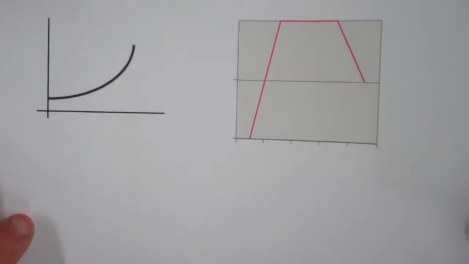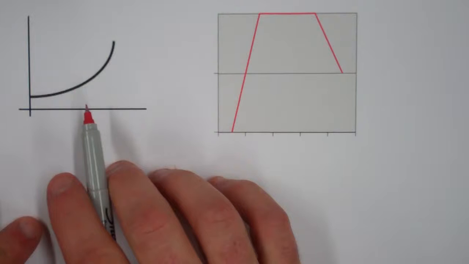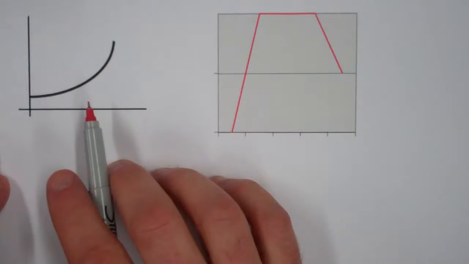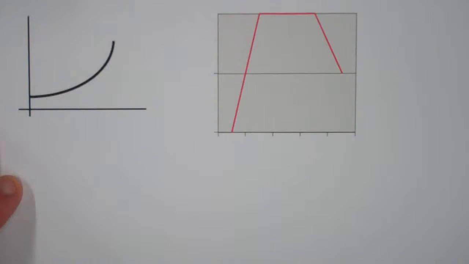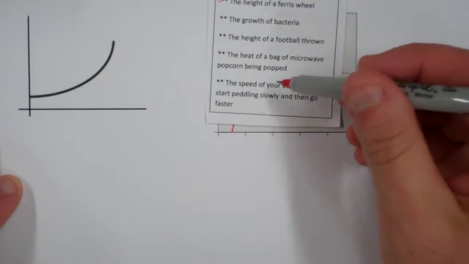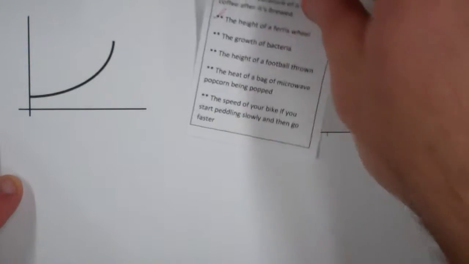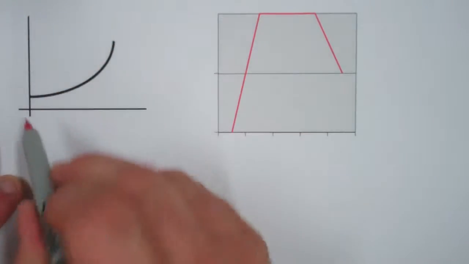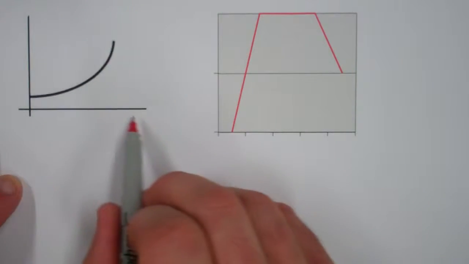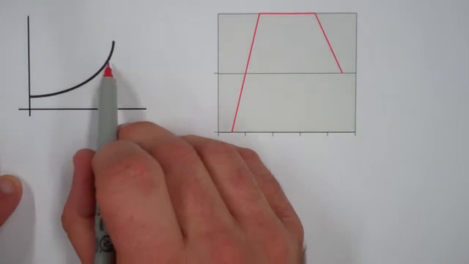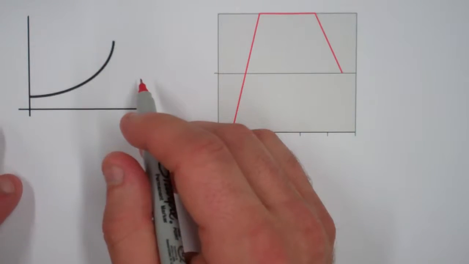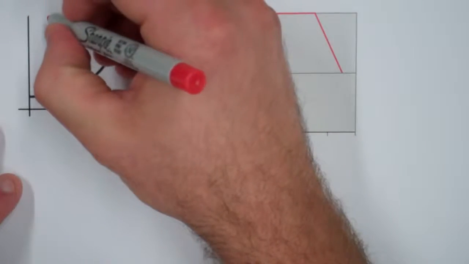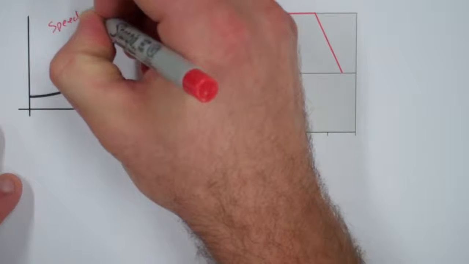We'll move to the next set of graphs. So we've got this interesting graph right here. And I'm just going to take a guess here, that this is the speed of a bike. And it says here, if you start pedaling slowly, then go faster. So here's the speed, and here's the time, or the distance down here. And if you start off slow, and then you start to get faster and faster and faster, the speed of that bike would go up. So I think this one is going to be the speed of the bike.